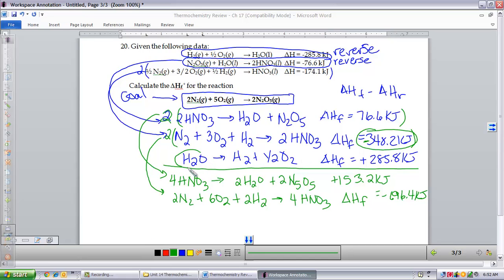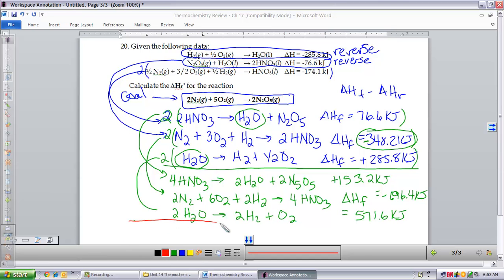Okay, and then I'm just going to look at this last one. I need to cancel this water with this water. And now that this water is doubled, I'm going to need to double this. So I'll rewrite this down here. I'm going to double the whole thing. 2 moles of water is going to produce 2 moles of hydrogen plus 1 mole of oxygen, and 285 doubled is 571.6 kilojoules.